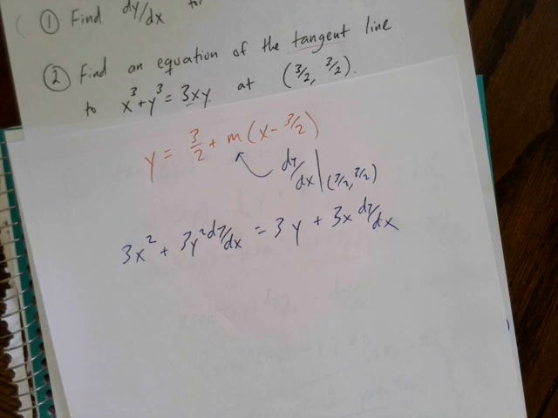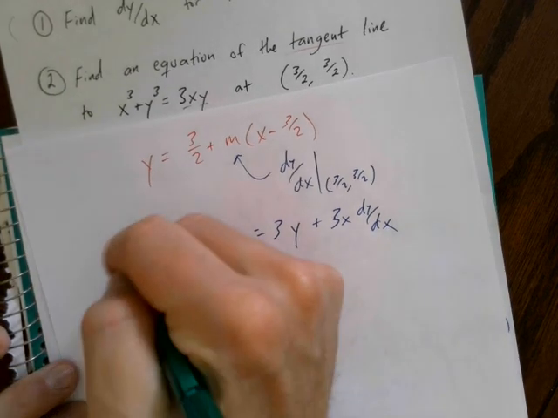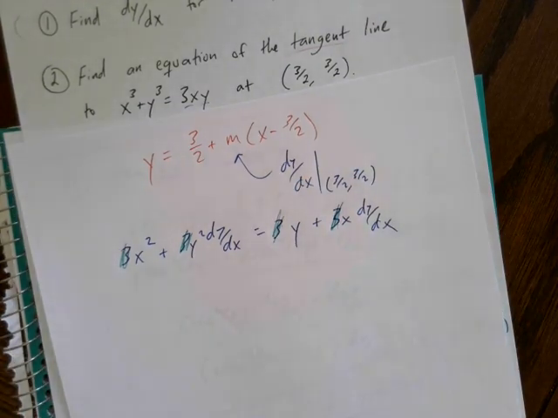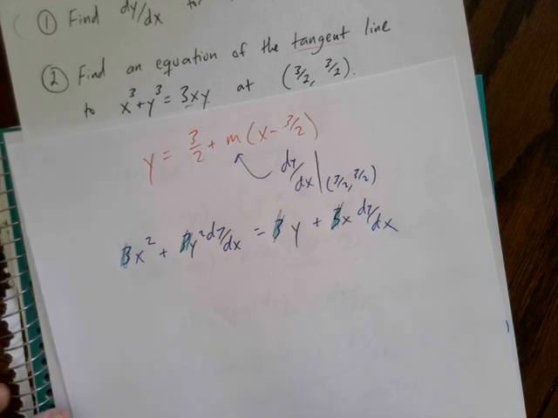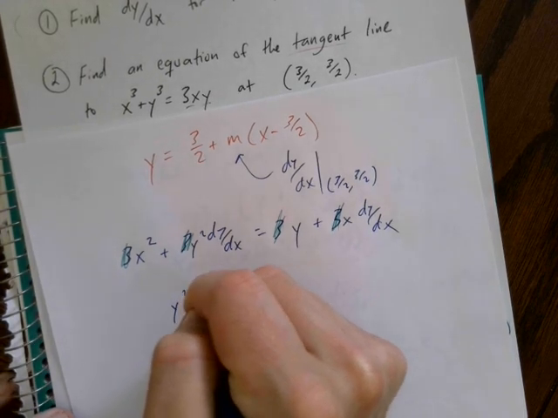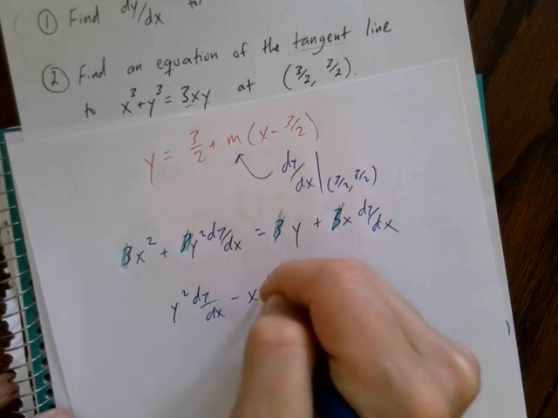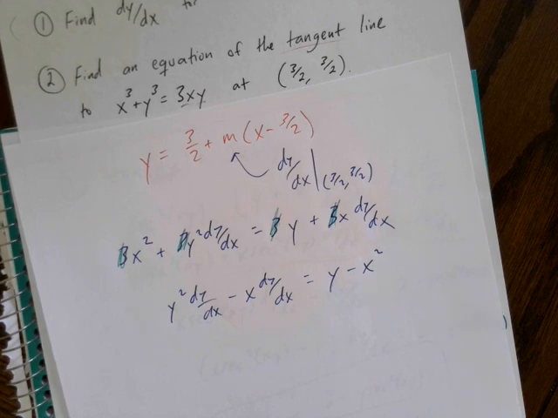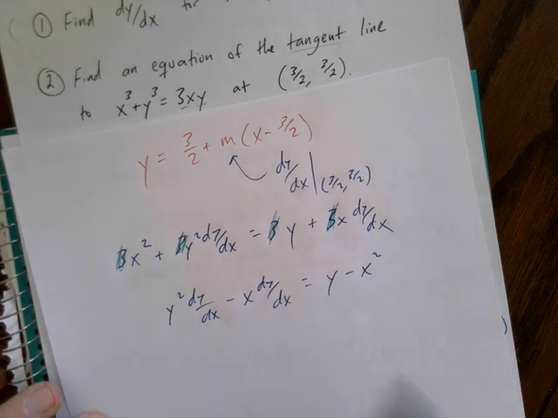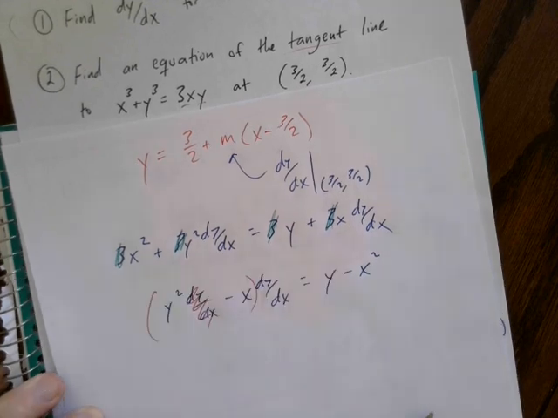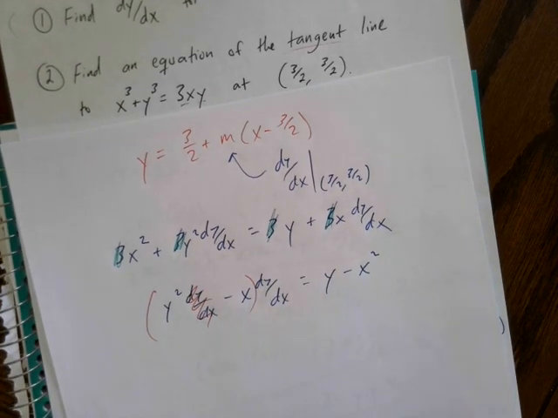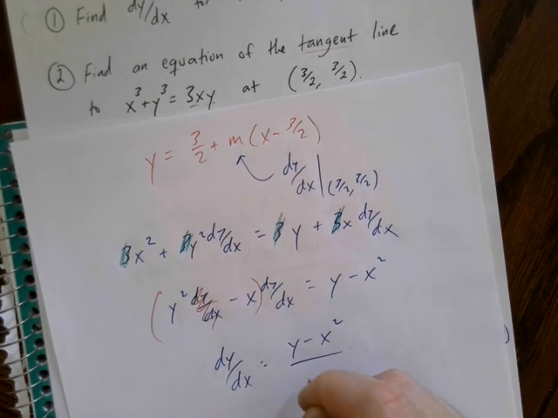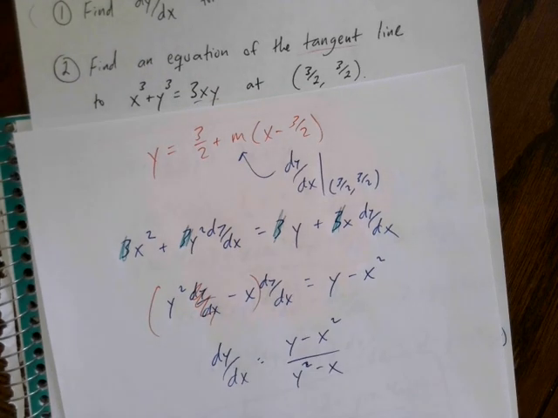Then we'll solve this for dy/dx. I can also divide everything by 3. That's cool. All these 3's cancel out because each term has a 3. Put my dy/dx terms on the left side. I could have put them on the right. I just chose this side. And then factor out a dy/dx, and divide by whatever's in front of dy/dx. So dy/dx is y minus x squared over y squared minus x.